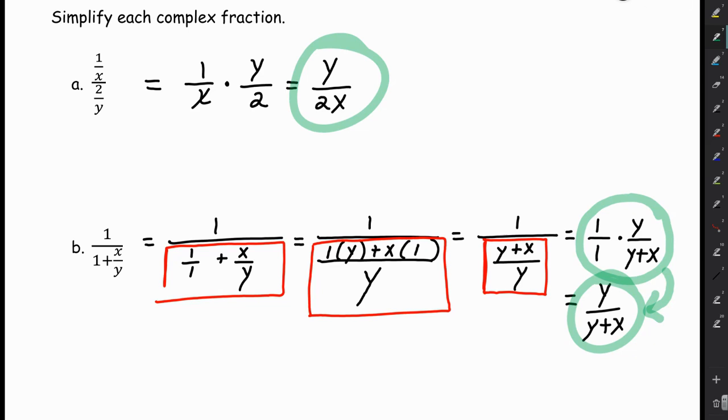Okay? All right, there's one more to try. This is a really tough one. All right, try it on your own. Come back when you're ready. Good luck.